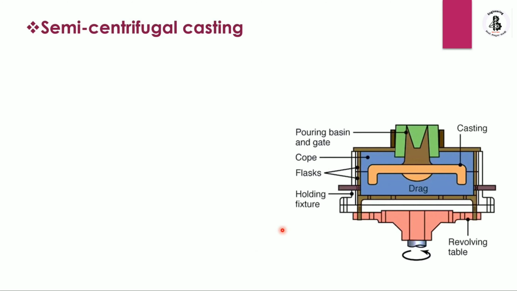You can see this is our basic setup that we already discussed. This is our revolving table, this is our cope, drag and our cast product, and all the facilities for pouring the molten metal. This cope and drag will be fixed with the help of a fixture, and all of this assembly will be mounted onto the revolving table.